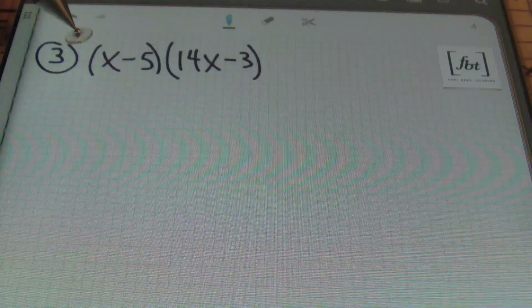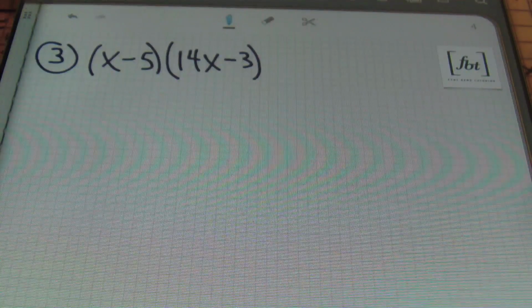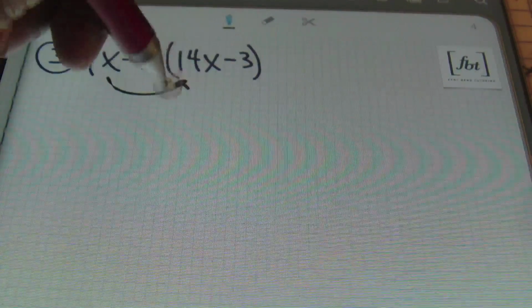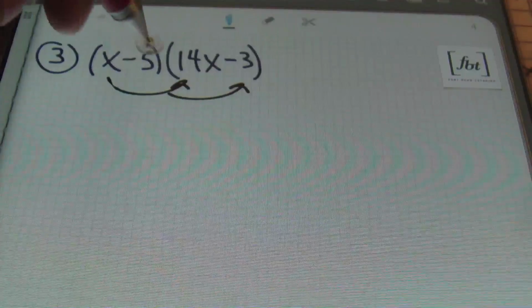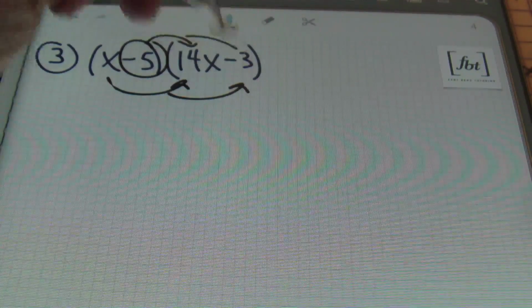I have the quantity of x minus 5 times 14x minus 3. Once again, I'm going to get my arrows popping. That's right. Get those arrows popping, ladies and gentlemen.